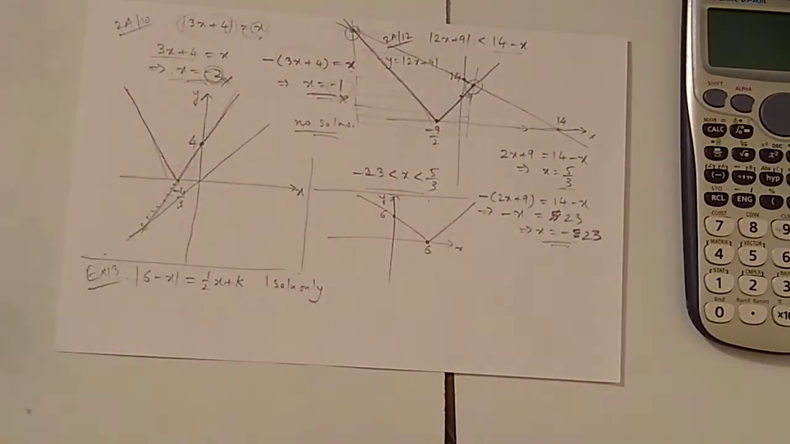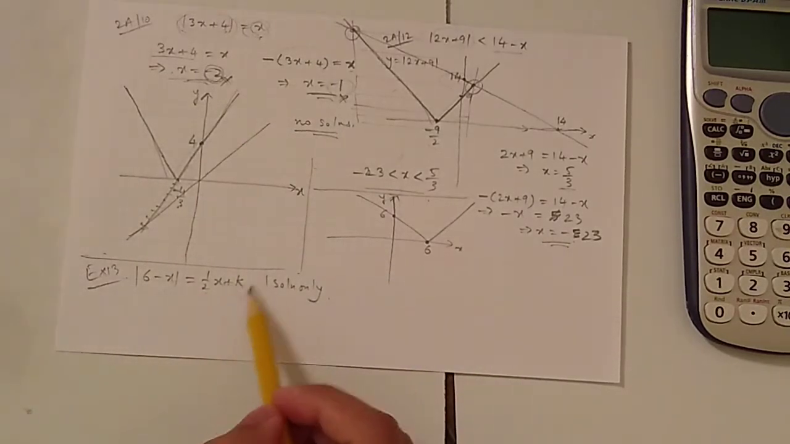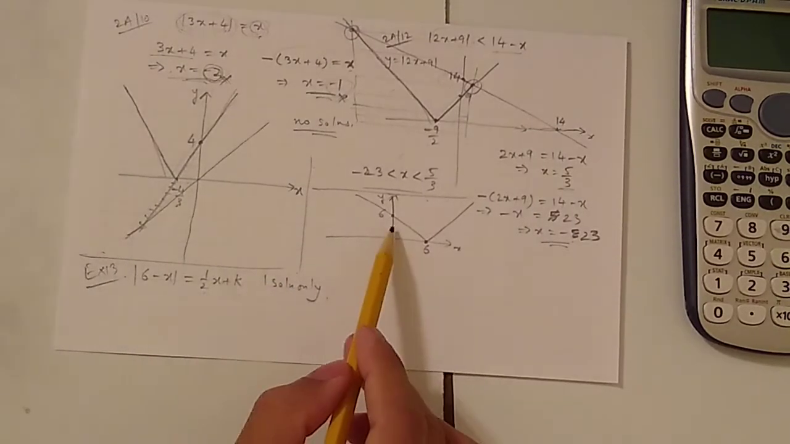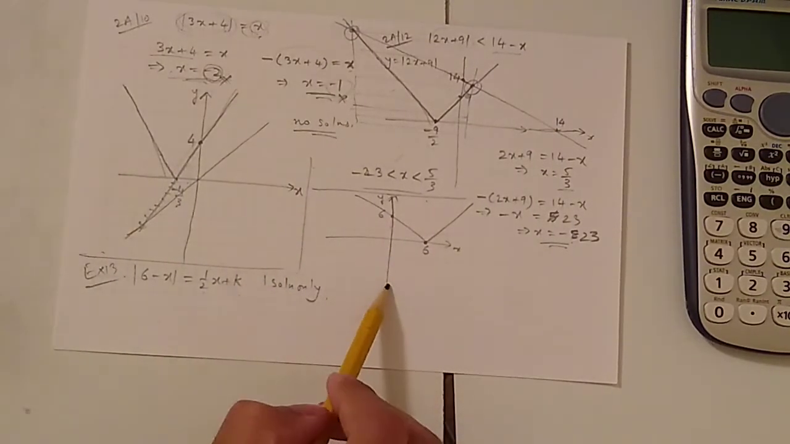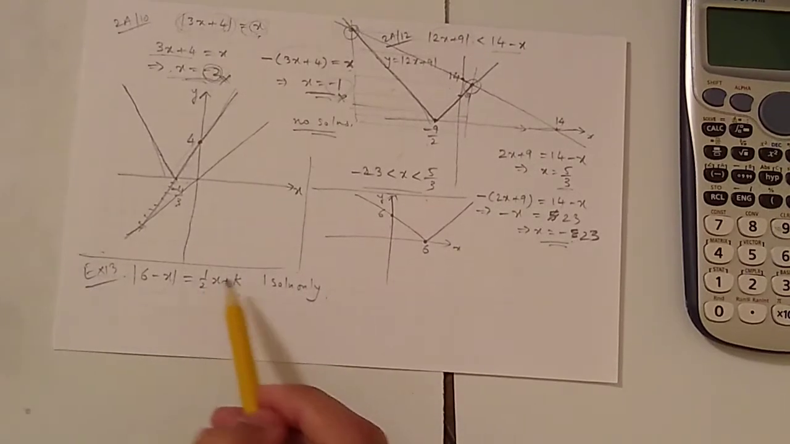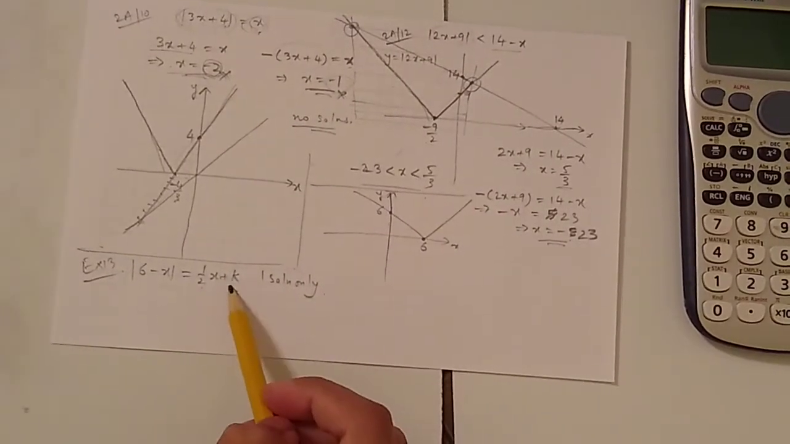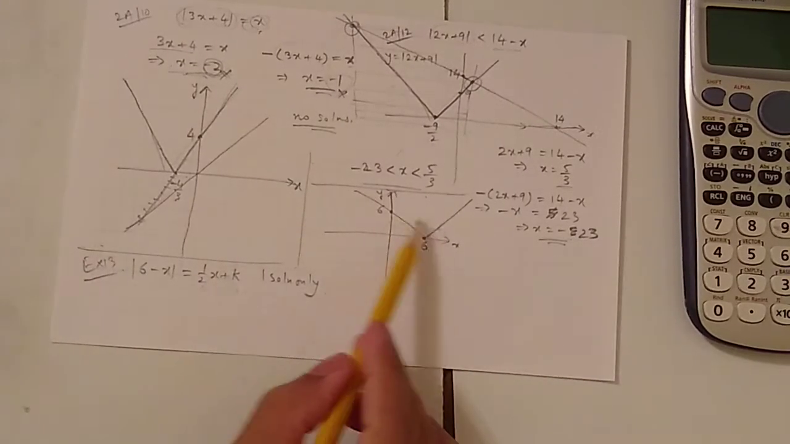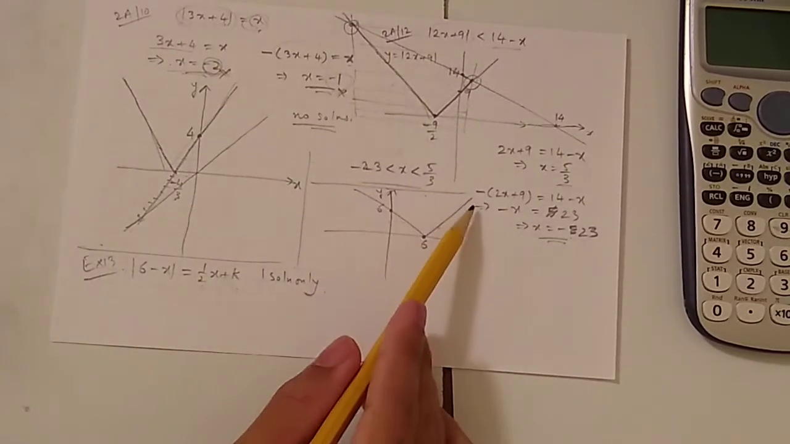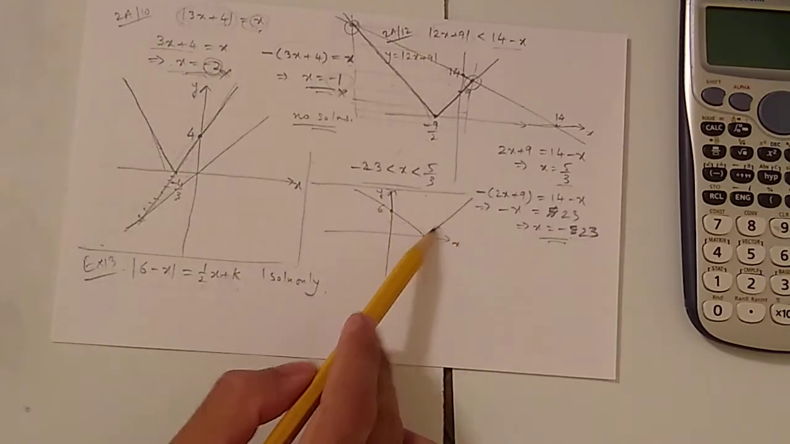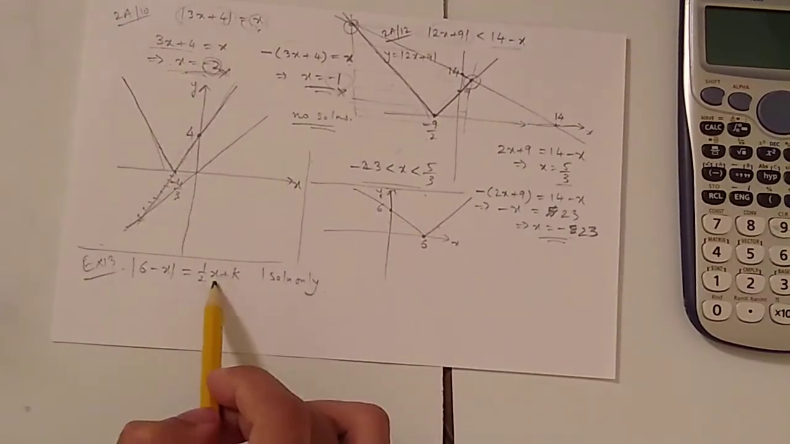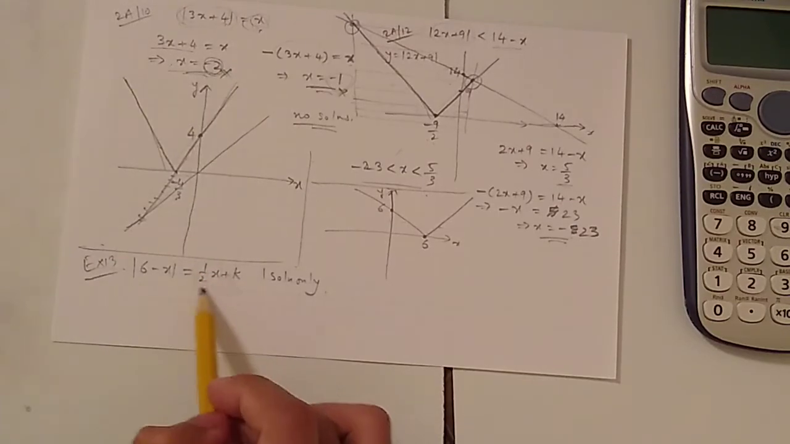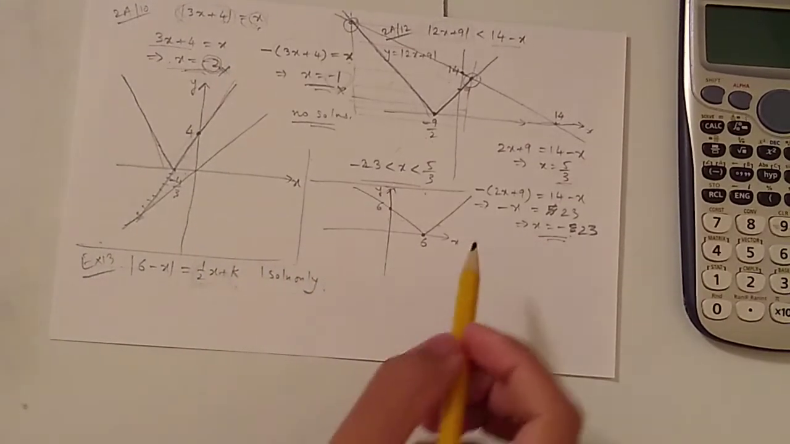Now we have half x plus k. Notice that for half x plus k, the y-intercept could be anything for the time being. It could be here, here, here, or here. But the gradient is constant, it is going to be half. In other words, it is going to be less steep than the gradient of these two parts. Over here you have negative 1, over here you have positive 1, but this is half, so you're going to have a less steep graph.